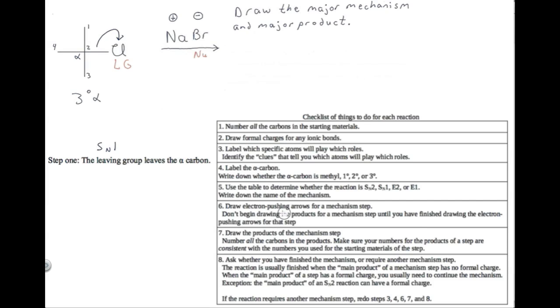So we did this. We drew the electron pushing arrow for this step. Now we're ready for the next step, which is to draw the products of this first step. Notice that you should not start drawing the products until you've finished drawing the electron pushing arrows. Now that we have the electron pushing arrow, now we can draw the product from that step.